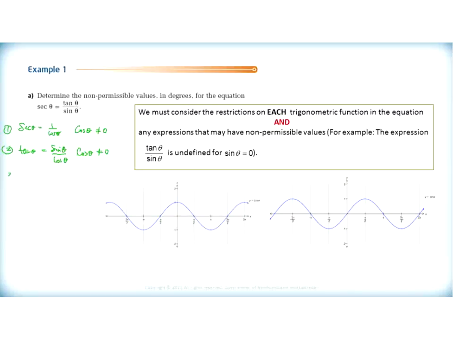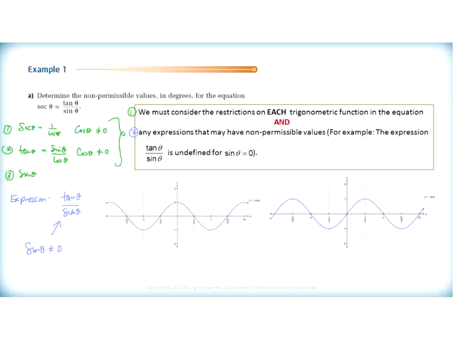So it's the exact same values of theta that we have for secant theta. And what about sine theta? Are there any values of theta when sine theta is undefined? And the answer is no. There are no values of theta when sine theta is undefined. So that takes care of number 1. Number 2 says we must also consider any expressions that may have non-permissible values. If you look at the equation, there is an expression that has non-permissible values. If we consider the expression tan theta over sine theta, sine theta cannot equal 0.